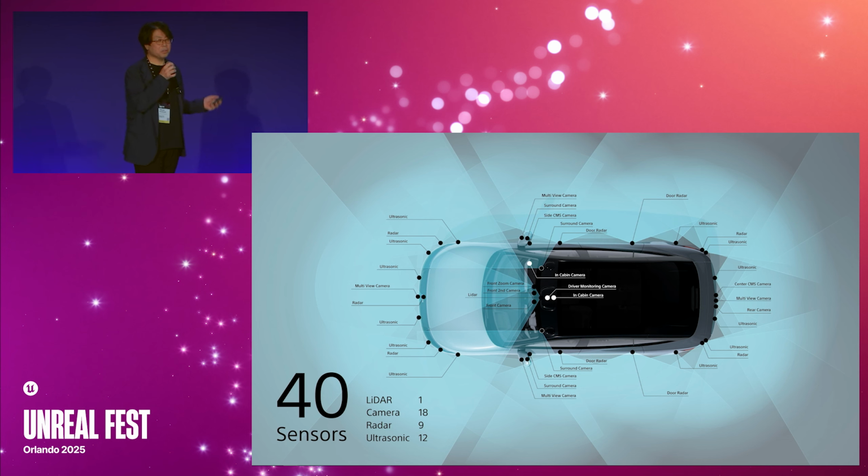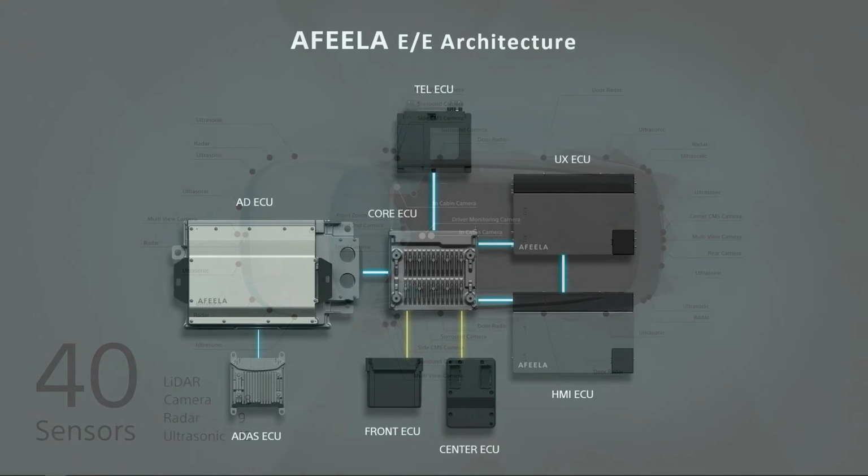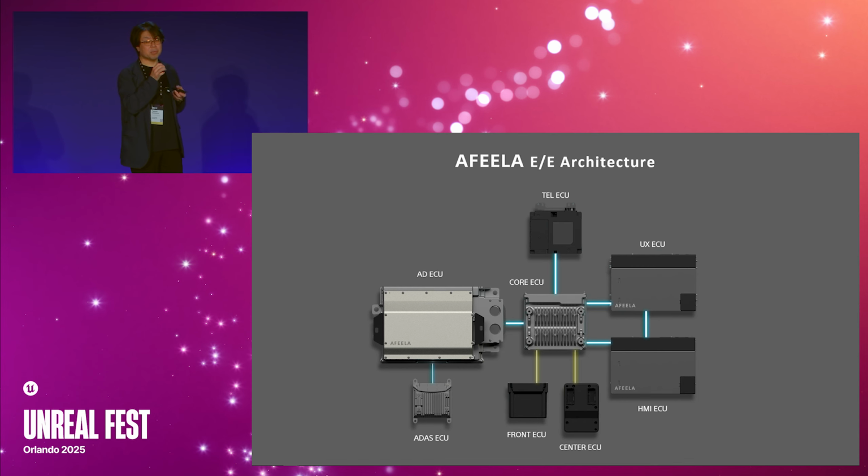Then, to bridge the real world and the virtual world, today we have 40 sensors for our AFEELA 1 near production model. But sensors alone cannot understand what kind of things are going on around the car or inside the car. For that, we are thinking to provide enough computing power, low consumption, and telecommunication functionality for developers. We are now using the Qualcomm Snapdragon Automotive series for our key ECUs.